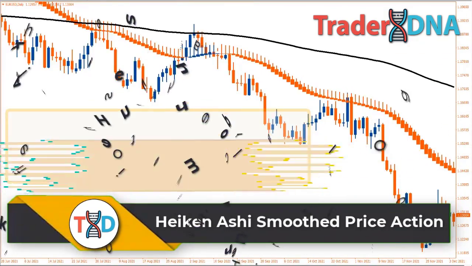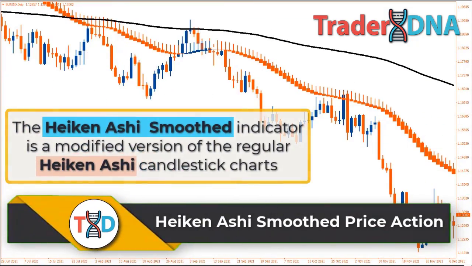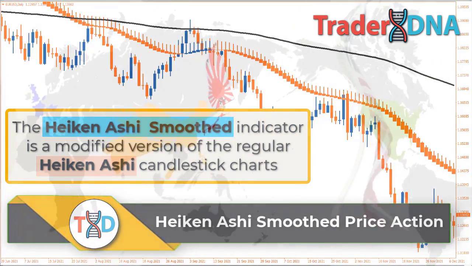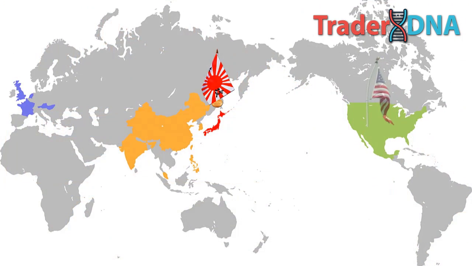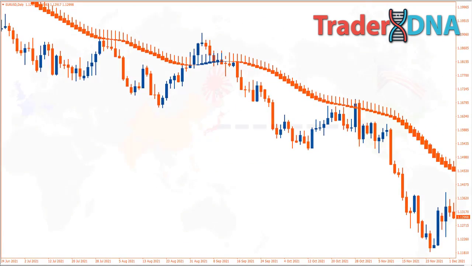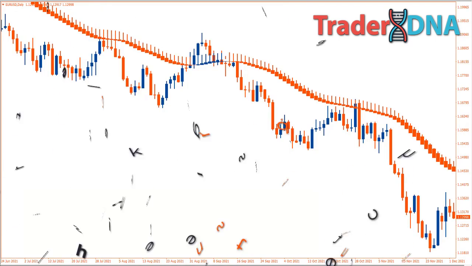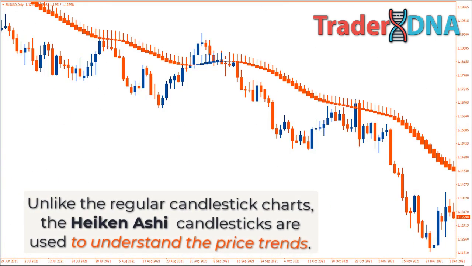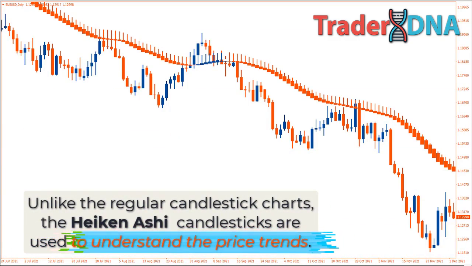The Heiken Ashi Smoothed Indicator is a modified version of the regular Heiken Ashi candlestick charts. A product of Japan, the Heiken Ashi charts are ancient and were brought to the West only a few decades ago. The Heiken Ashi is a type of chart used to analyze the price of a security. Unlike the regular candlestick charts, the Heiken Ashi candlesticks are used to understand the price trends.